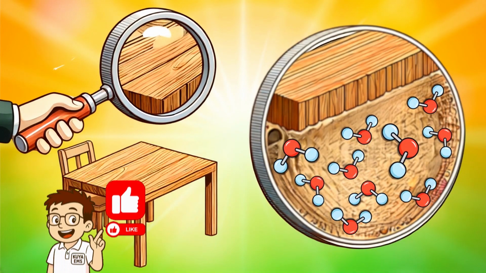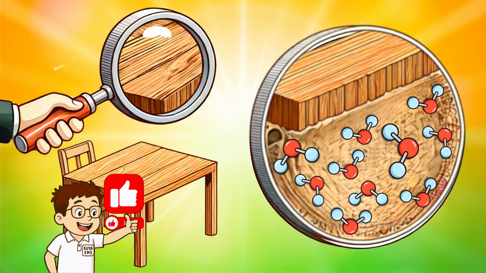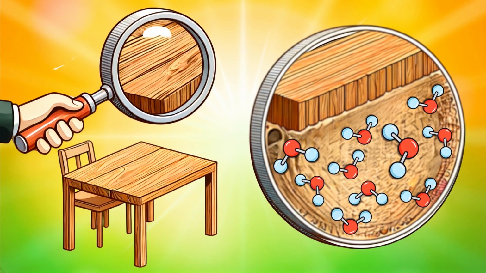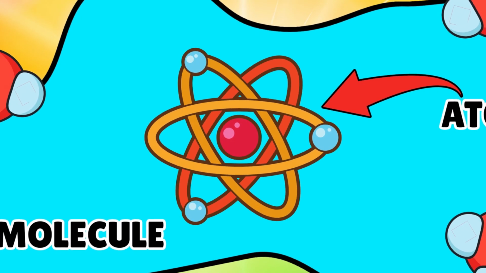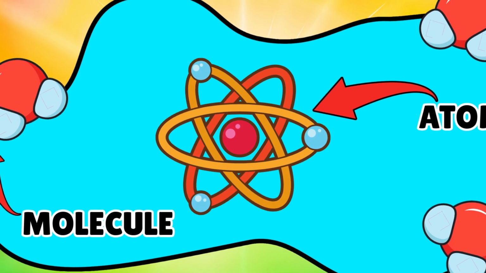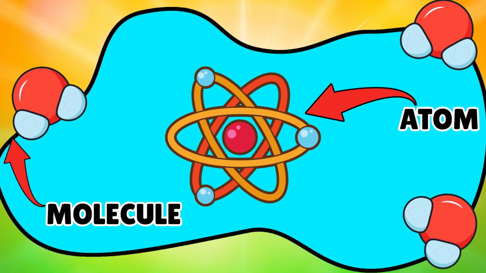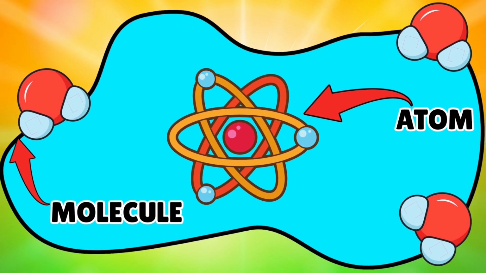First principle: all matter is made up of tiny particles. Whether you're holding a rock, a glass of water, or just breathing air, everything is made of atoms and molecules. They're so small we can't see them, but they're the building blocks of everything.